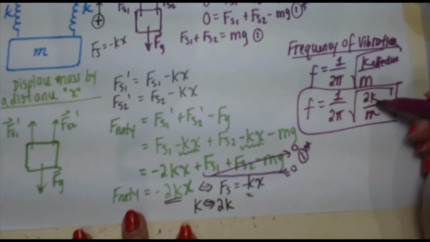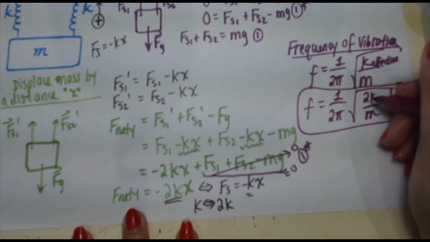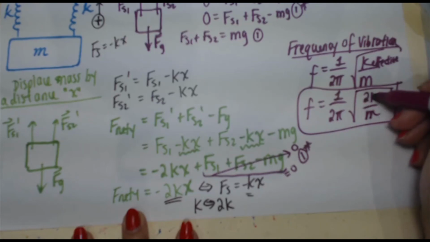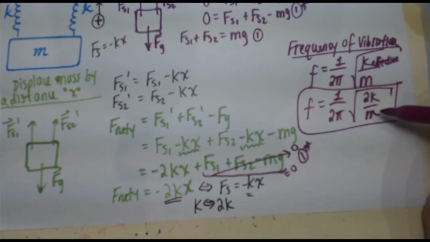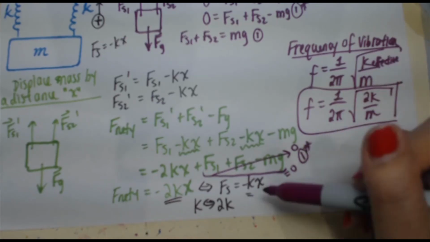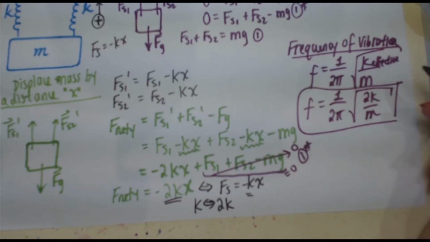Also, guys, in case you didn't realize, the frequency went up by root 2, right? Because the 2 is under the square root compared to this expression. The frequency didn't double, although the spring constant did. Frequency went up by square root of 2, a factor of root 2.